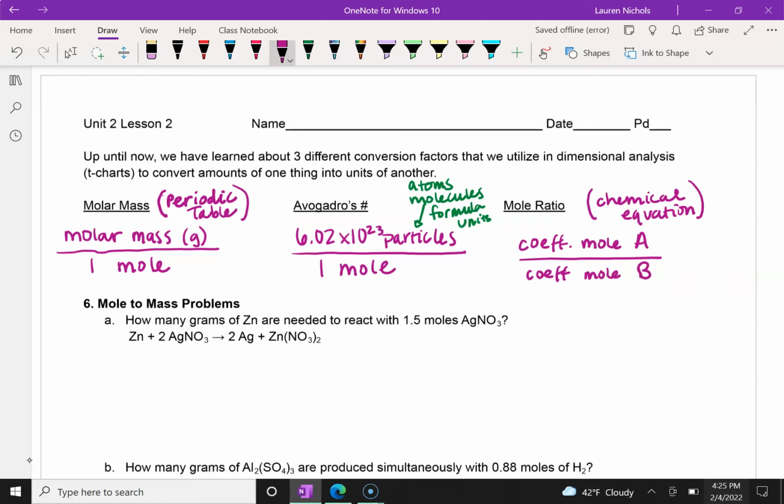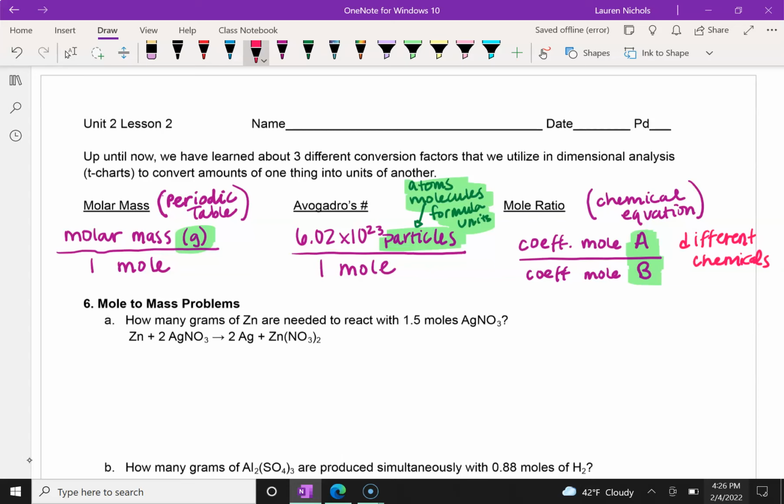Now, the thing about this is they each have clues indicating when you need to use them. For molar mass, it's grams. If you ever see grams, you need that fraction. For Avogadro's number, it's the word atoms, molecules, formula units, or particles. If you see any of those 4 words, you will need Avogadro's number. For mole ratio, it's when you have different chemicals. So if what you're given and what you're trying to find in terms of your chemicals are different, then that means you need mole ratio.